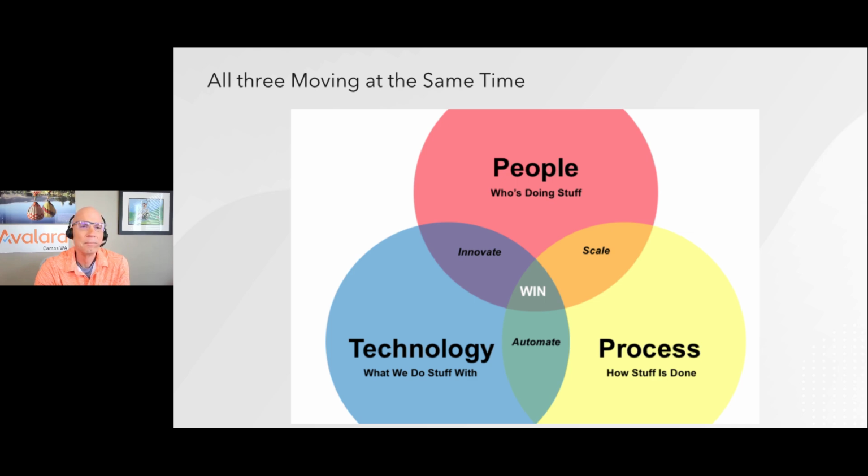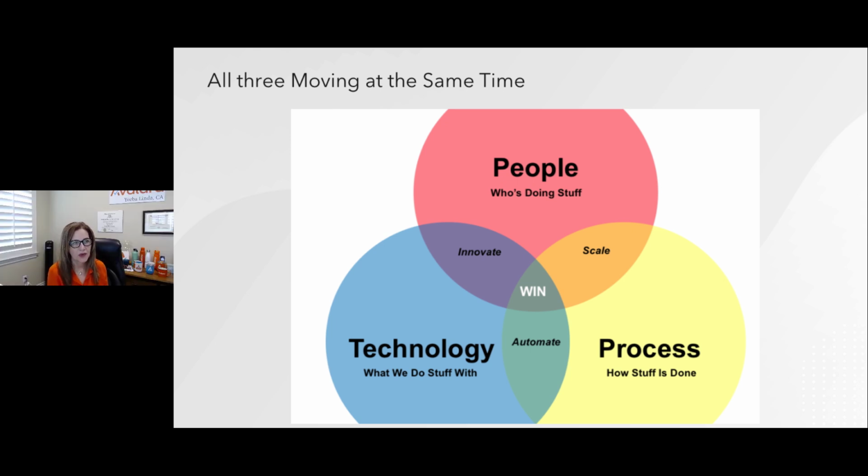I think, John, we can spend hours talking about this slide. When you think about CAS and you think about sales tax compliance, you have to look at these three pieces: people, process, and technology. And all three of these are intertwined and moving on a real-time basis. So let's talk about each of these.